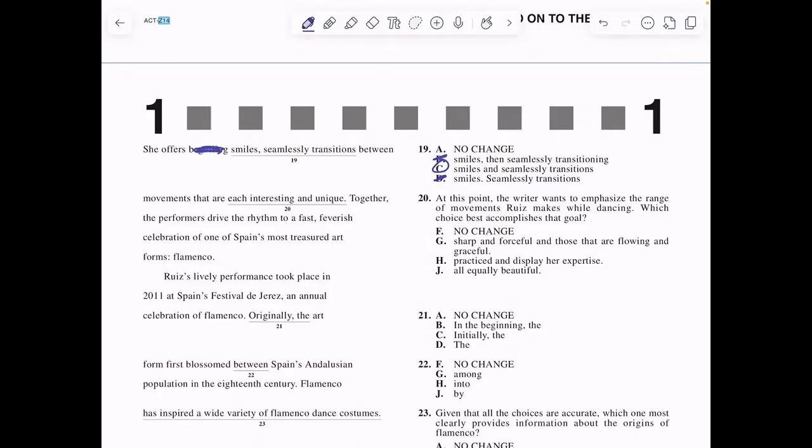At this point, the writer wants to emphasize the range of movements Ruiz makes while dancing. Which choice does this? So which of these phrases indicates the range? I would go G. It's the most specific. We have ranges. We have dances that are sharp and forceful, and those that are flowing and graceful. So you're getting a variety of moves there. So don't forget to read this. This is the key to getting these right, specifically answering that question.